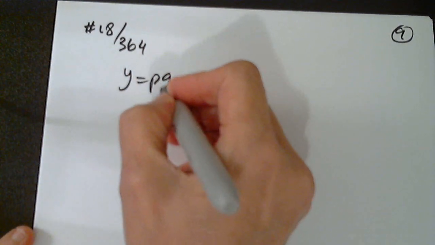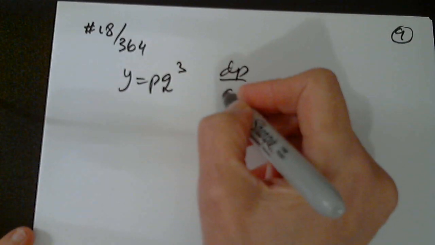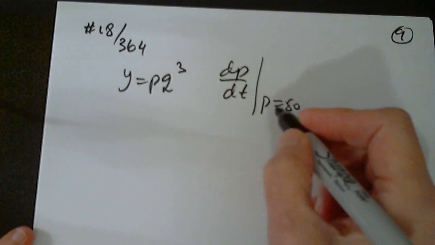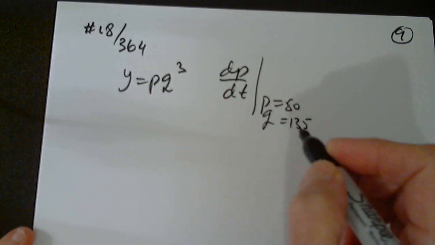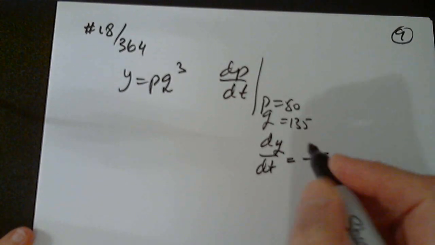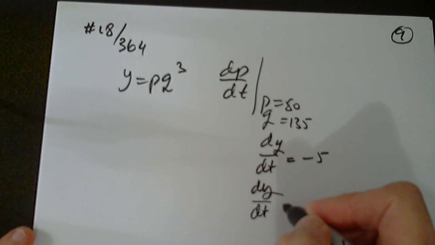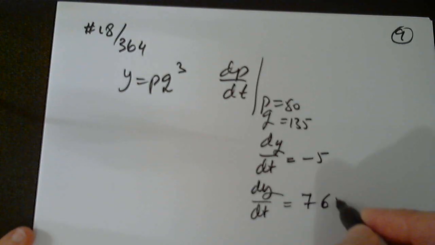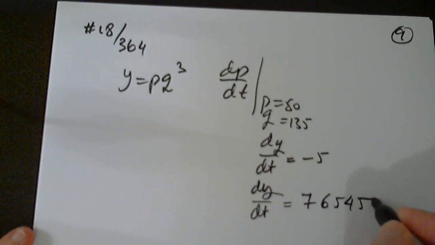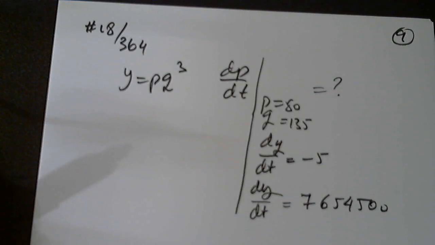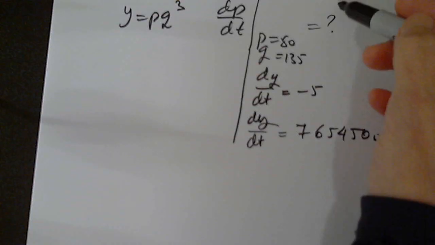y equals p q to the third. Find dP over dt when P is 80, Q is 135, dQ over dt is negative 5, and dy over dt equals 7,654,500. How did they come up with that number? Okay, perfect. So this is the question.